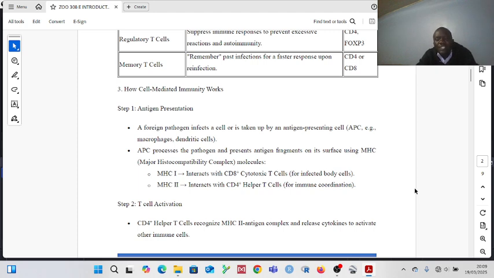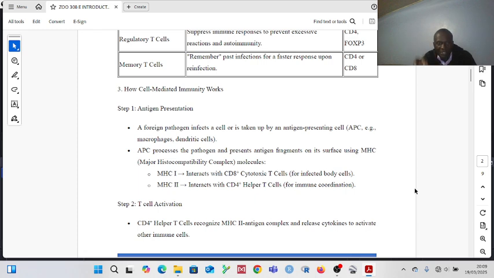The MHC complex comes in two categories, two types: MHC class 1 and MHC class 2. MHC class 1 interacts with the cytotoxic T cells. Remember, that is dealing with infected body cells. Then MHC class 2 interacts with the CD4 helper T cells. That is for immune coordination.